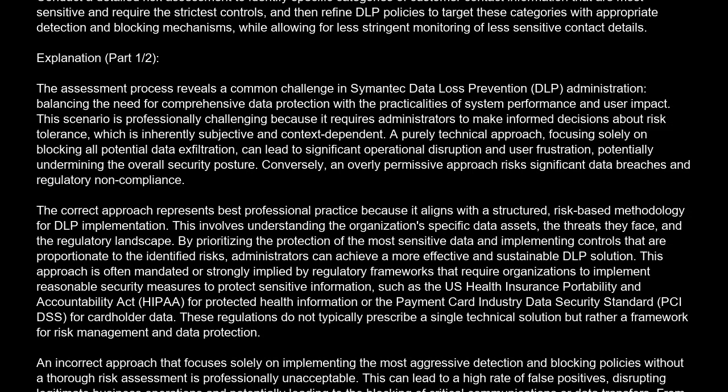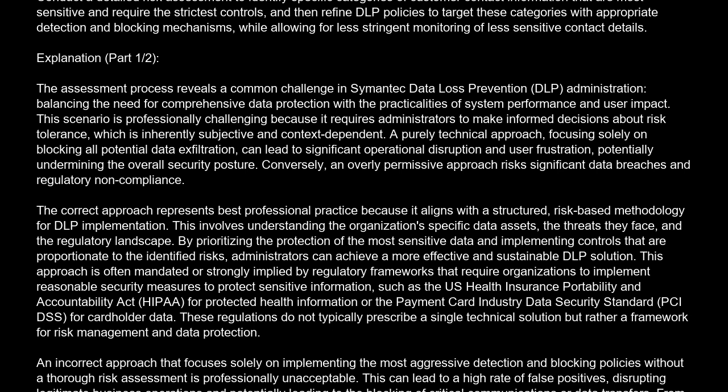The correct answer is A. Conduct a detailed risk assessment to identify specific categories of customer contact information that are most sensitive and require the strictest controls, and then refine DLP policies to target these categories with appropriate detection and blocking mechanisms, while allowing for less stringent monitoring of less sensitive contact details.